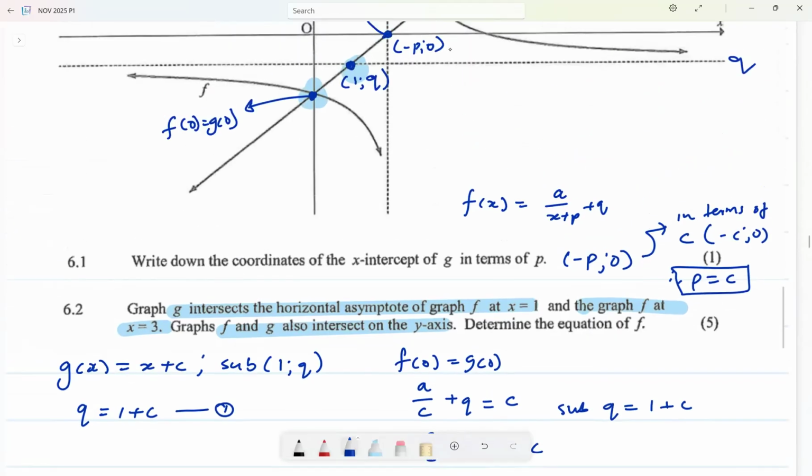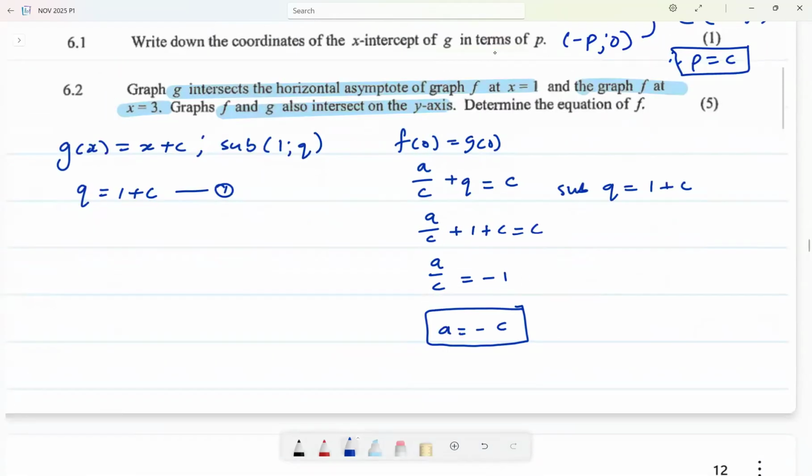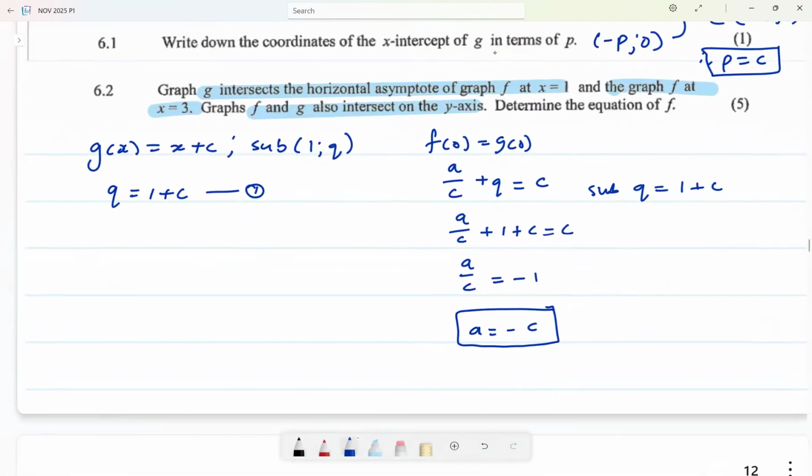Okay. If a is equal to minus c, any other information that can help me? I now move on to the information that says f of 3 is equal to g of 3. F of 3 is equal to g of 3. F of 3 is going to be what? I'm going to substitute a into a divided by 3 plus c, plus q. Then x on this equation is going to be 3 plus c. But remember what is q? Q is 1 plus c.